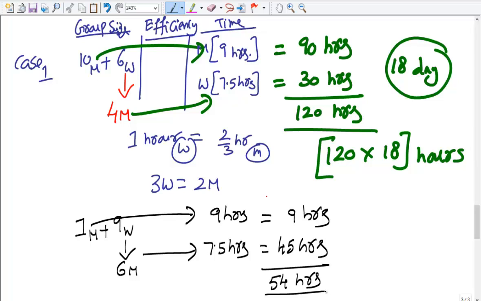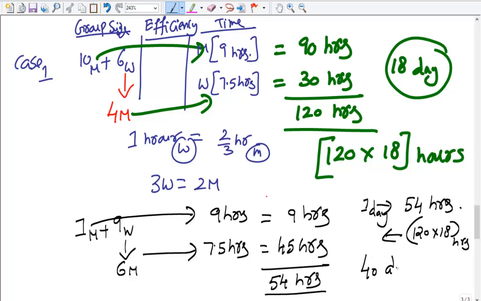However, the total working hours are 120 into 18. If in one day it's 54 hours, then to finish 120 into 18 hours, how much? That's going to be 40 days.